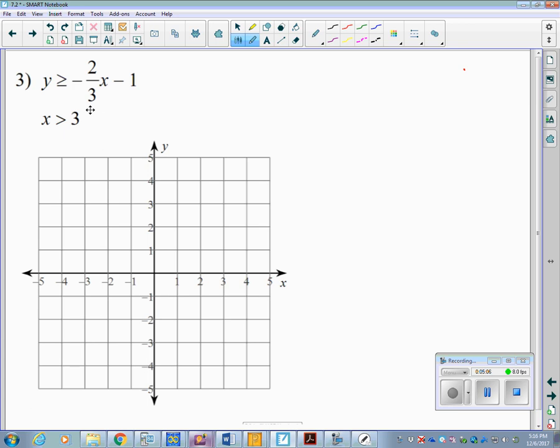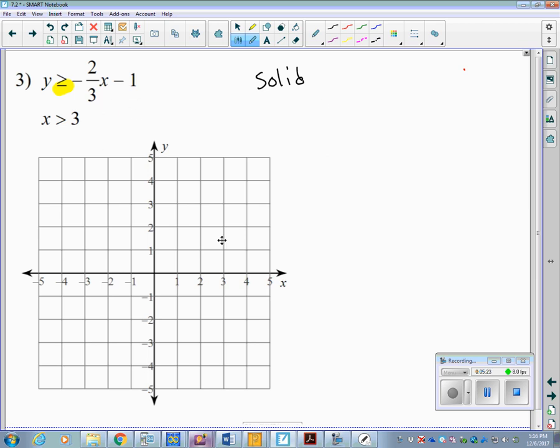Now, the first thing I want to do again is graph the first inequality. Taking a look at this one, I do have the equal sign there, so this time I'm going to use a solid line for this one. Alright, now I'm going to go ahead and graph this.